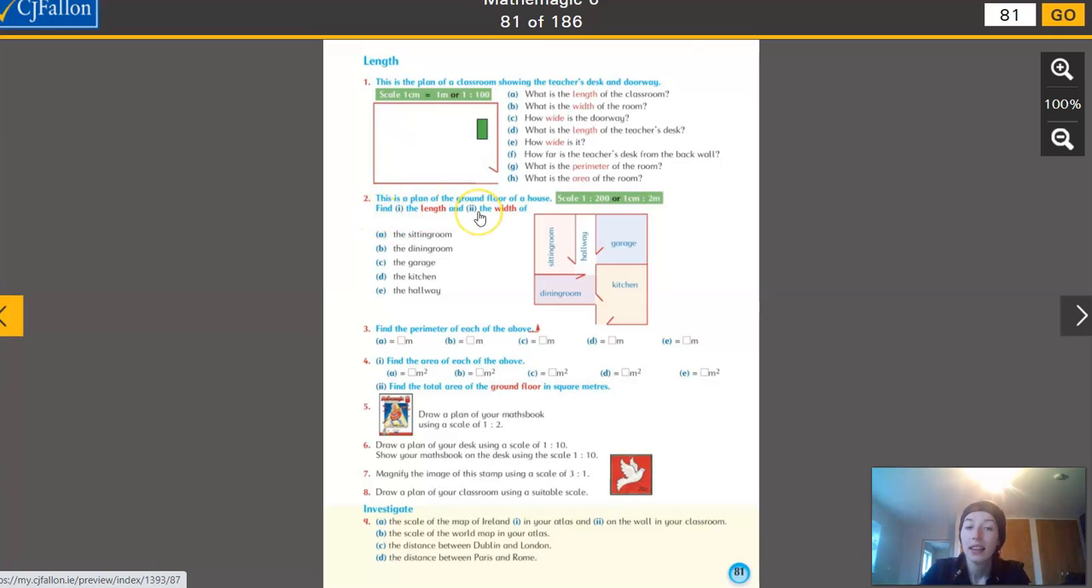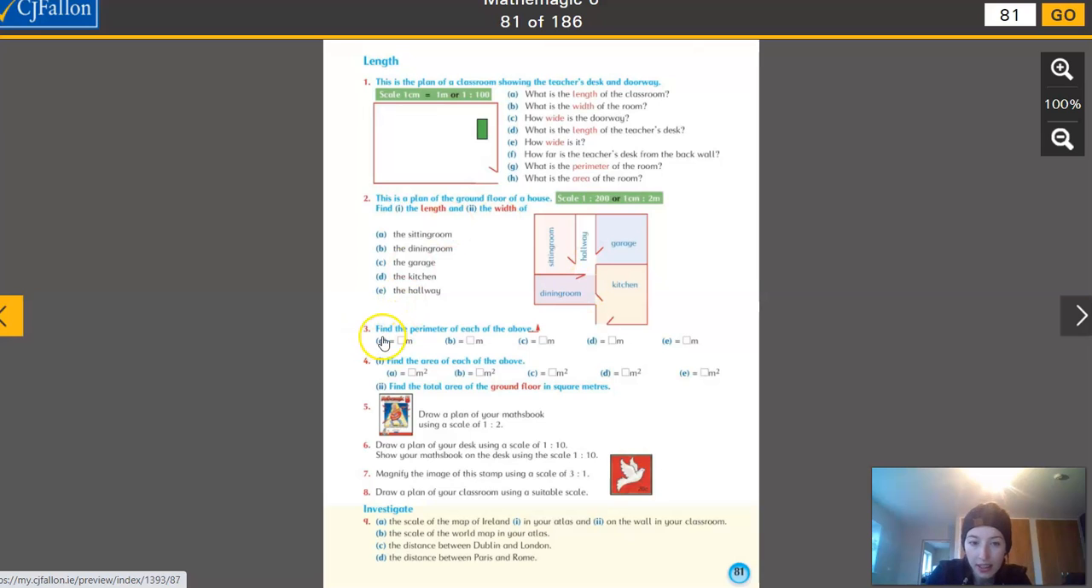Number 2 then, the plan of the ground floor of a house. Find the length and the width of the following rooms. Again, scale here is 1 to 200, or 1 centimeter to 2 meters, okay? So you go off and find the length and the width of all of the rooms here. Give your answers in meters, not in centimeters, because they want to know the actual width and the length of the rooms.